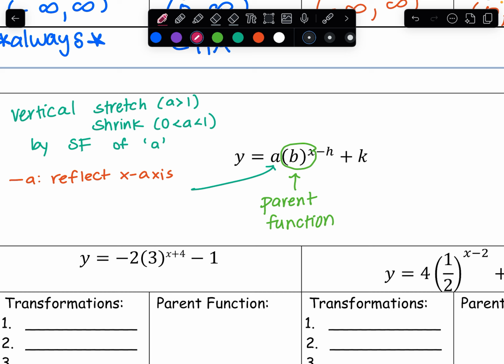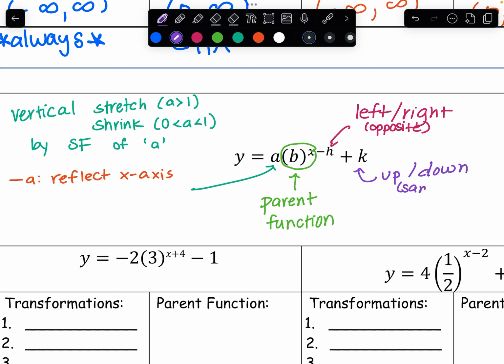We then have our h value, which is our horizontal shift. You can just say left or right. Just remember that this is going to be your opposite. And then finishing with that k value, this is your up or down. Now, this will be the same.